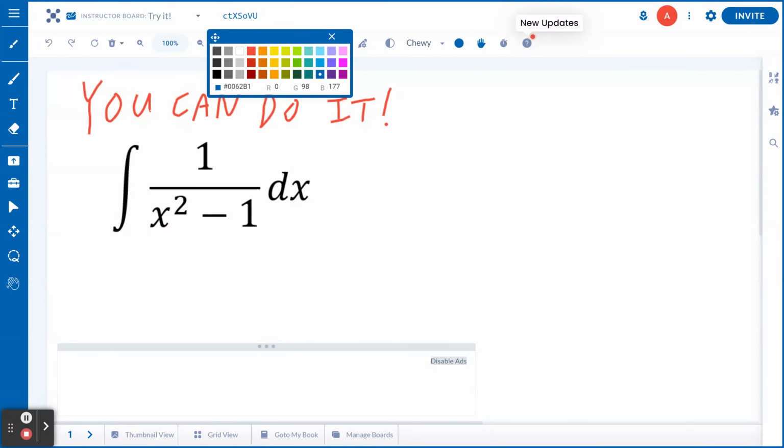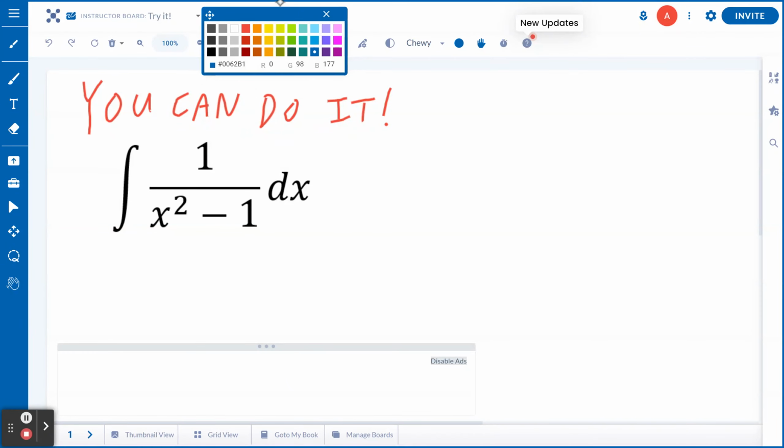Hi everyone, let's take a look at the following example. Find the antiderivative of 1 divided by x squared minus 1 with respect to x. There's a technique called partial fractions, and the idea is you want to express 1 divided by x squared minus 1 as a sum of two fractions.